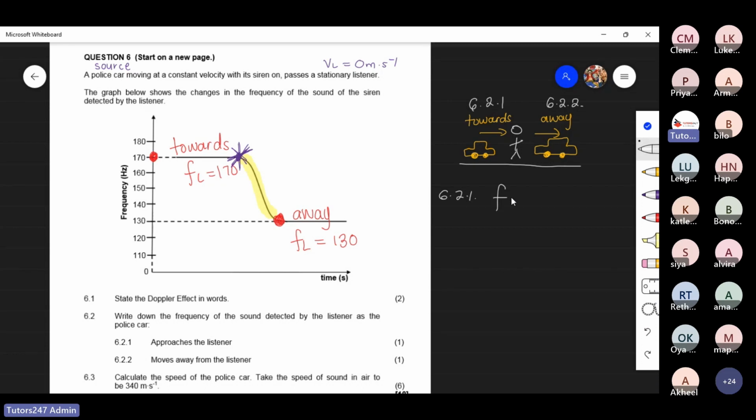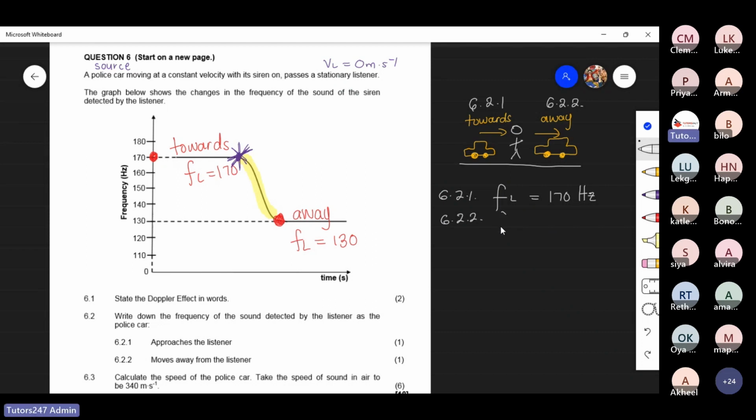So we need to write down FL when it is moving towards, and for 6.2.2, FL when it is moving away. So we've already discussed both those answers. When the police car is moving towards the listener, that is the initial point. So our time is 0 then. So that is going to be 170 hertz. Keep in mind the unit of measurement of frequency is hertz, Hz.